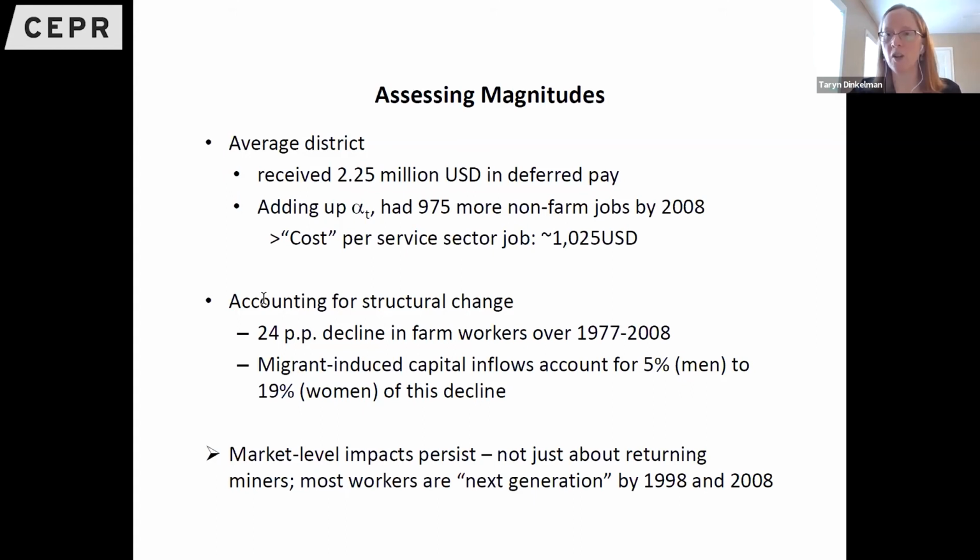And secondly, it's not just about returning miners. Okay, the results that we're finding that are precisely estimated are for women. Women were not miners. And the results that are persistent in the second and third decade are for the next generation of workers. They're not for the generation that was directly involved in making labor market choices around the mining shock.